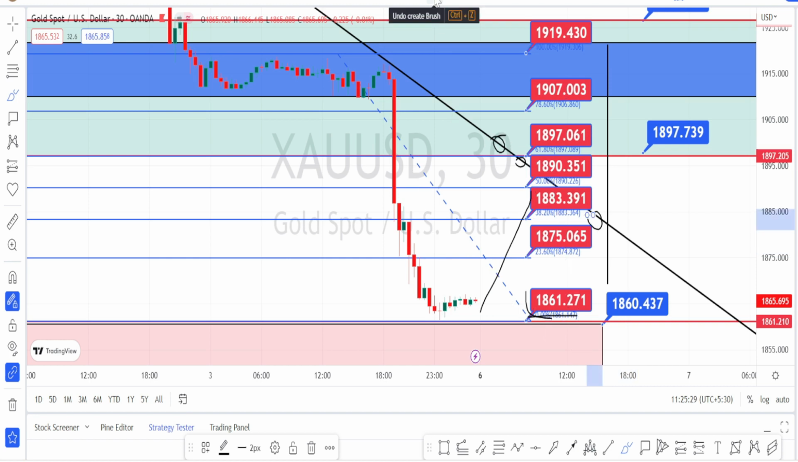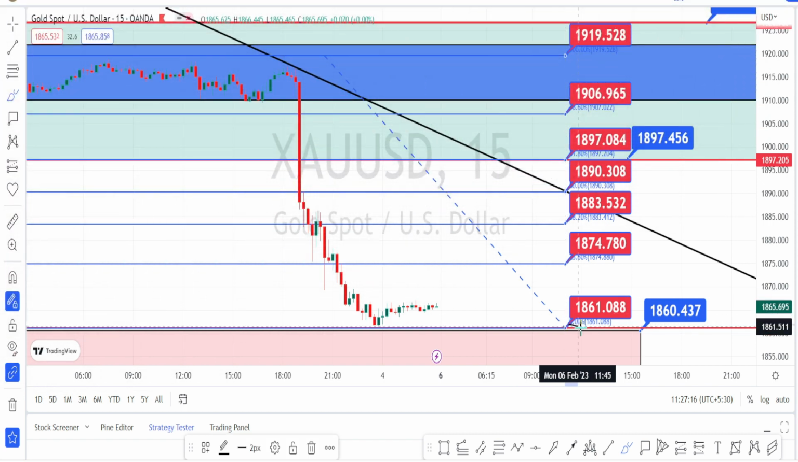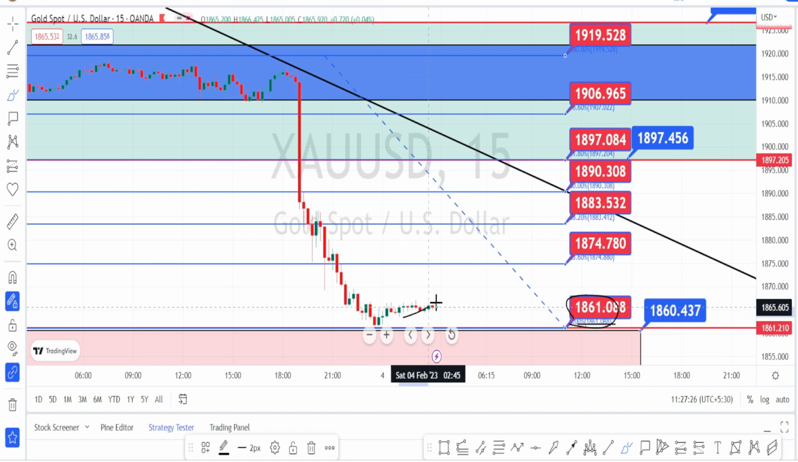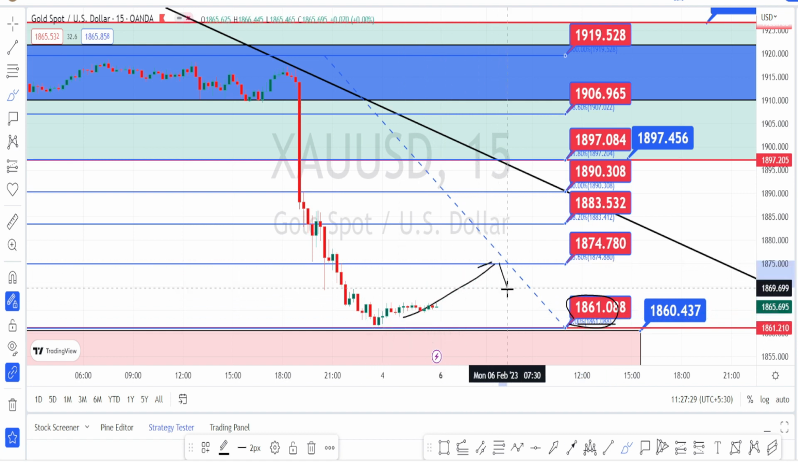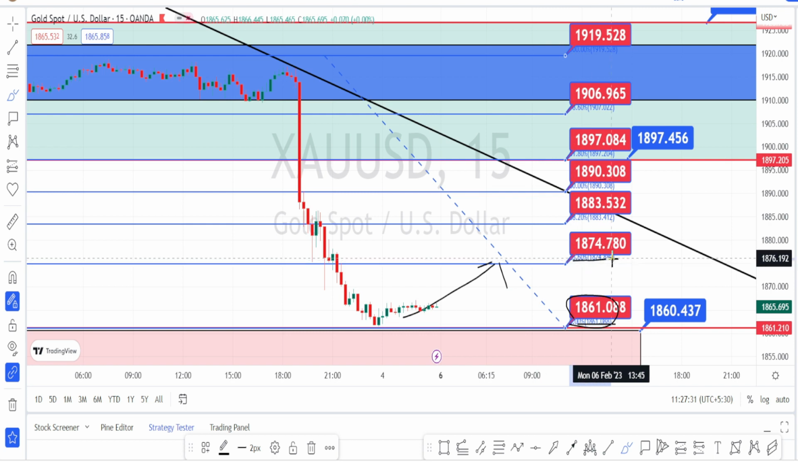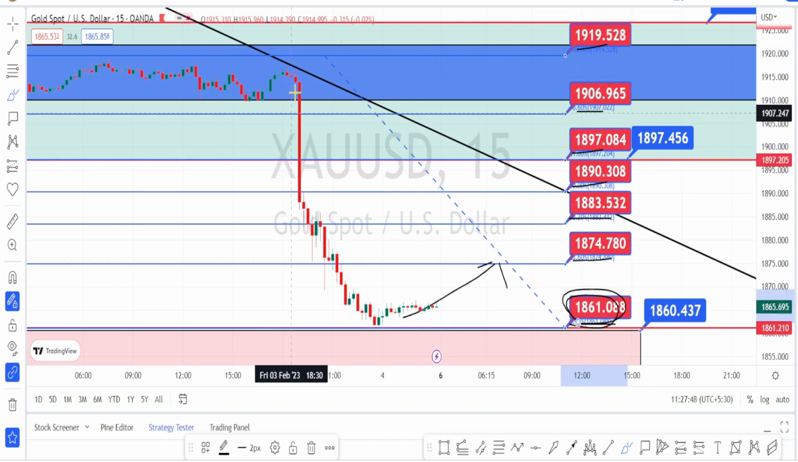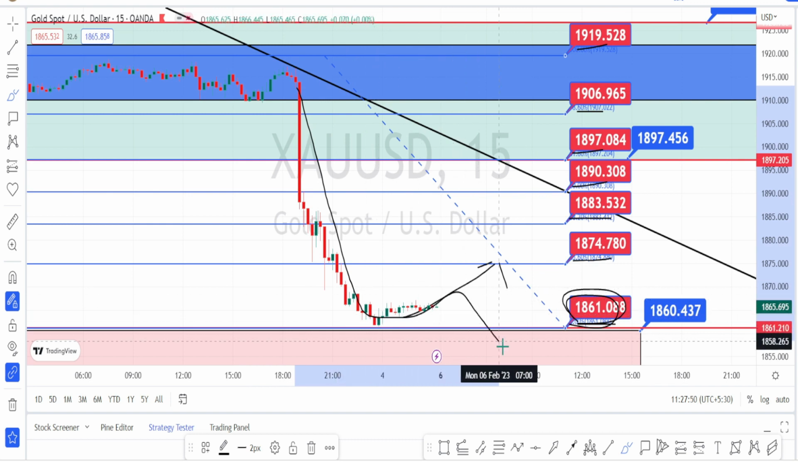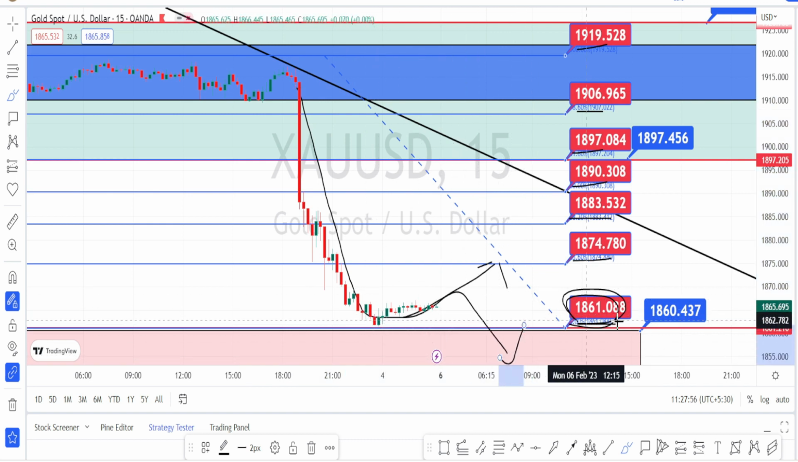Let us mark the support and resistance levels for 15 minutes time frame. So currently the price action is taking support around the support level of 1861, and if the bullish side retracement starts, the immediate resistance is going to be around 1874, 1883, 1890, 1897, 1907 and 1919. And if the price action breaks the support level of 1861, it will be the continuation of the previous bearish trend in 15 minutes time frame also.